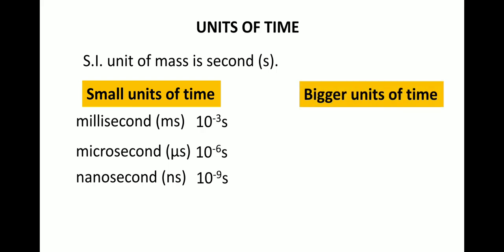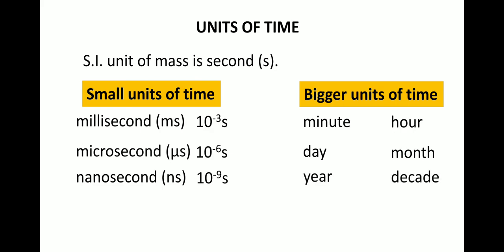For the bigger units of time, minute, hour, day, month, year, decade, century, and a millennium are used. Decade means the time duration of 10 years. Similarly, century means the time duration of 100 years, and millennium represents the time duration of 1000 years. So these are the standard units of length, mass, and time.